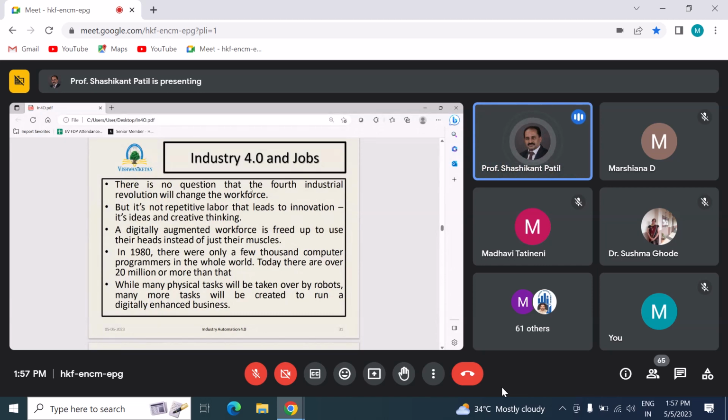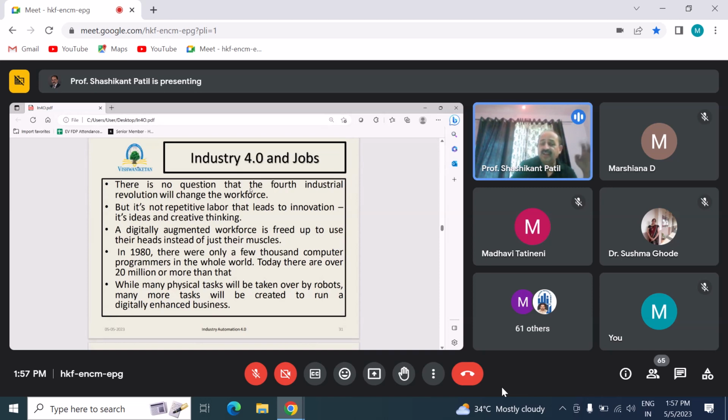Certainly they are not going to replace us. It's ideas and creative thinking, so you don't have to worry about your job. A digitally augmented workforce is freed up to use their heads instead of just their muscles. Days are gone when you had to use muscles for handling big machines. You can delegate that task to robots, cobots, and machines.